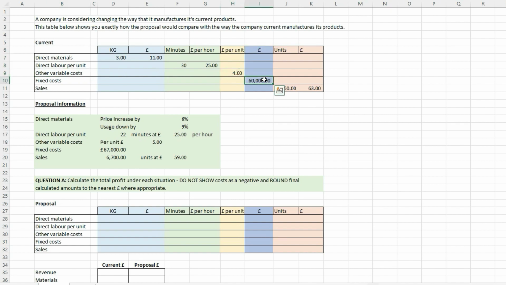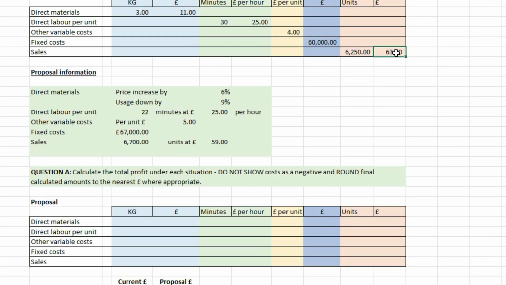Fixed costs, we've got £60,000. Sales are 6,250 units at £63. Now, with this proposal, we're being told that direct materials price is going to increase by 6%. Usage is down by 9%. Direct labour per unit is 22 minutes at £25 per hour. Other variable costs £5. Fixed costs 67,000. Sales are 6,700 units, and that's going to be sold at £59 per unit.